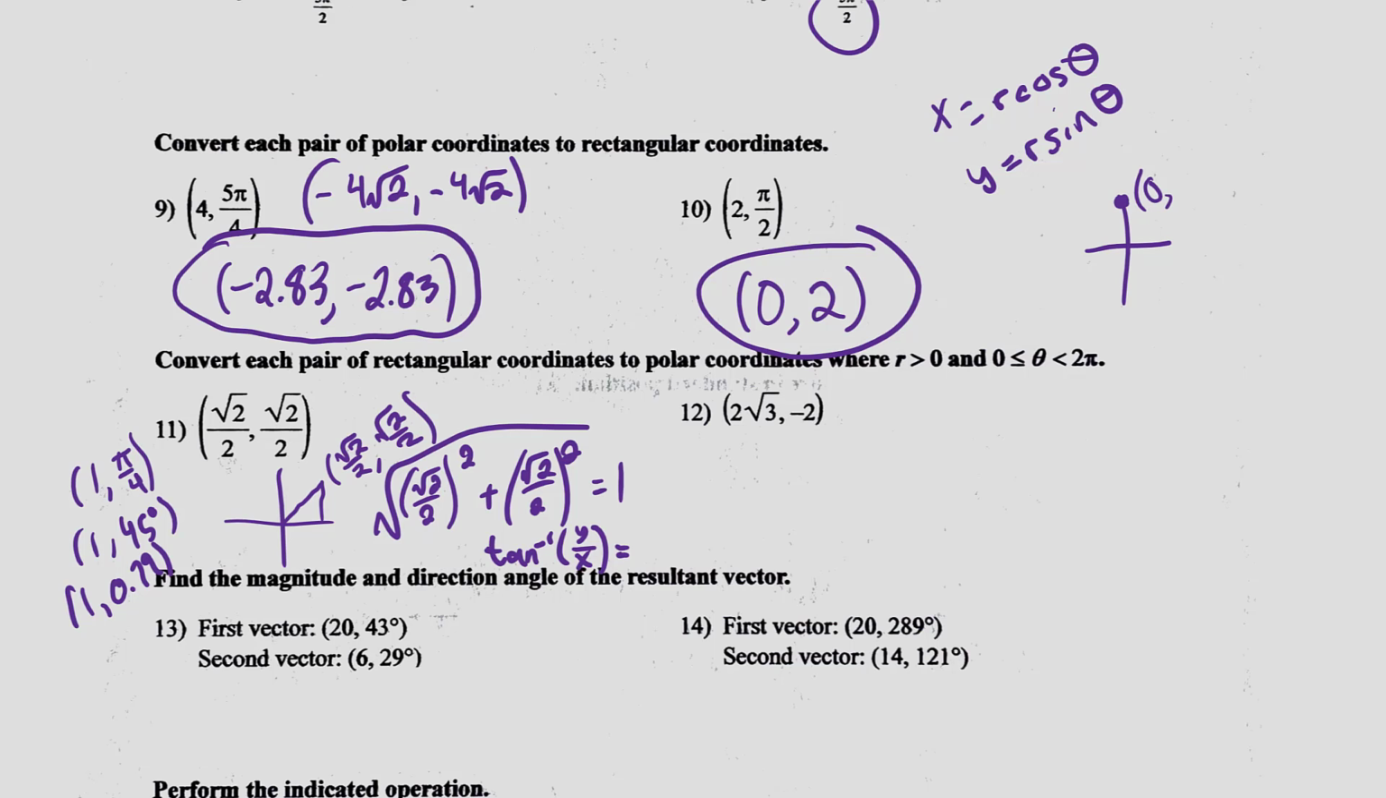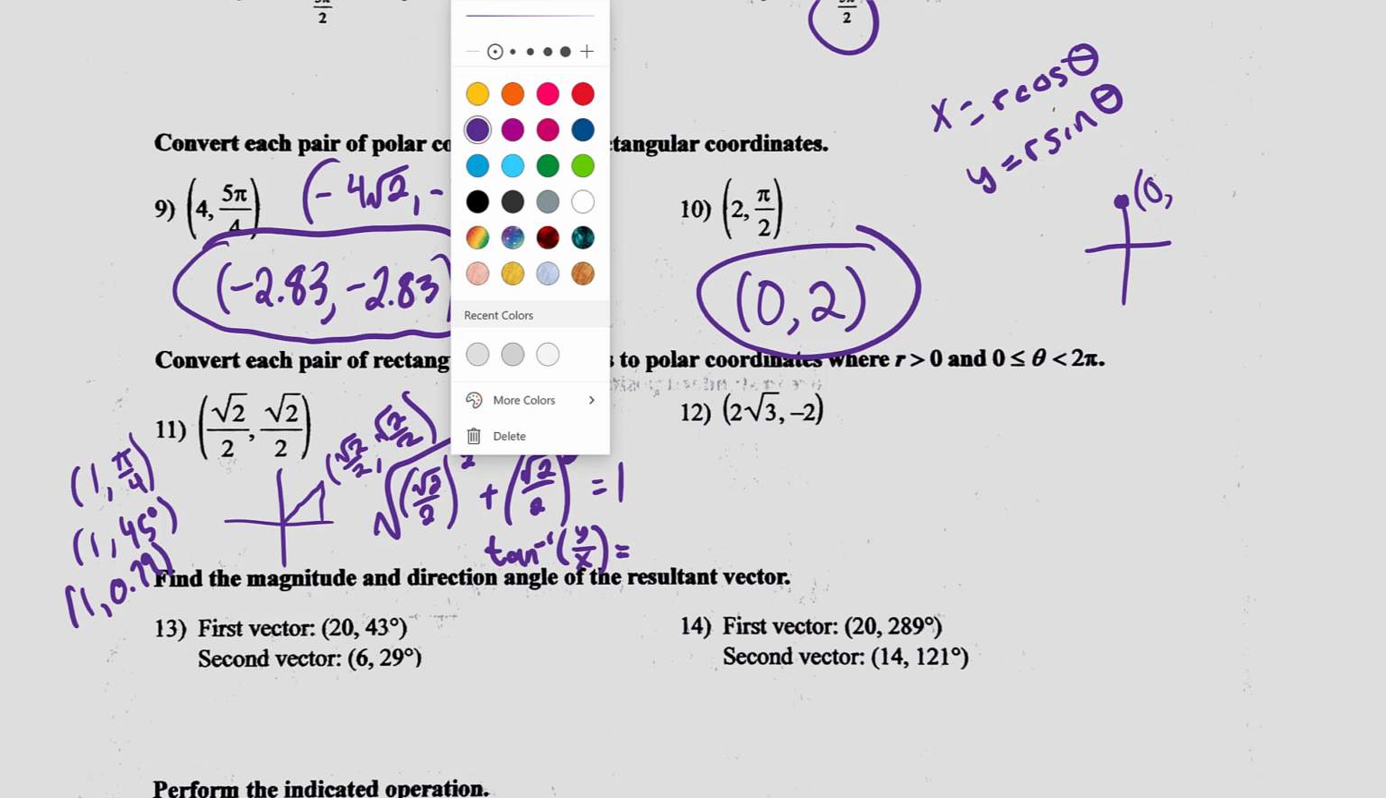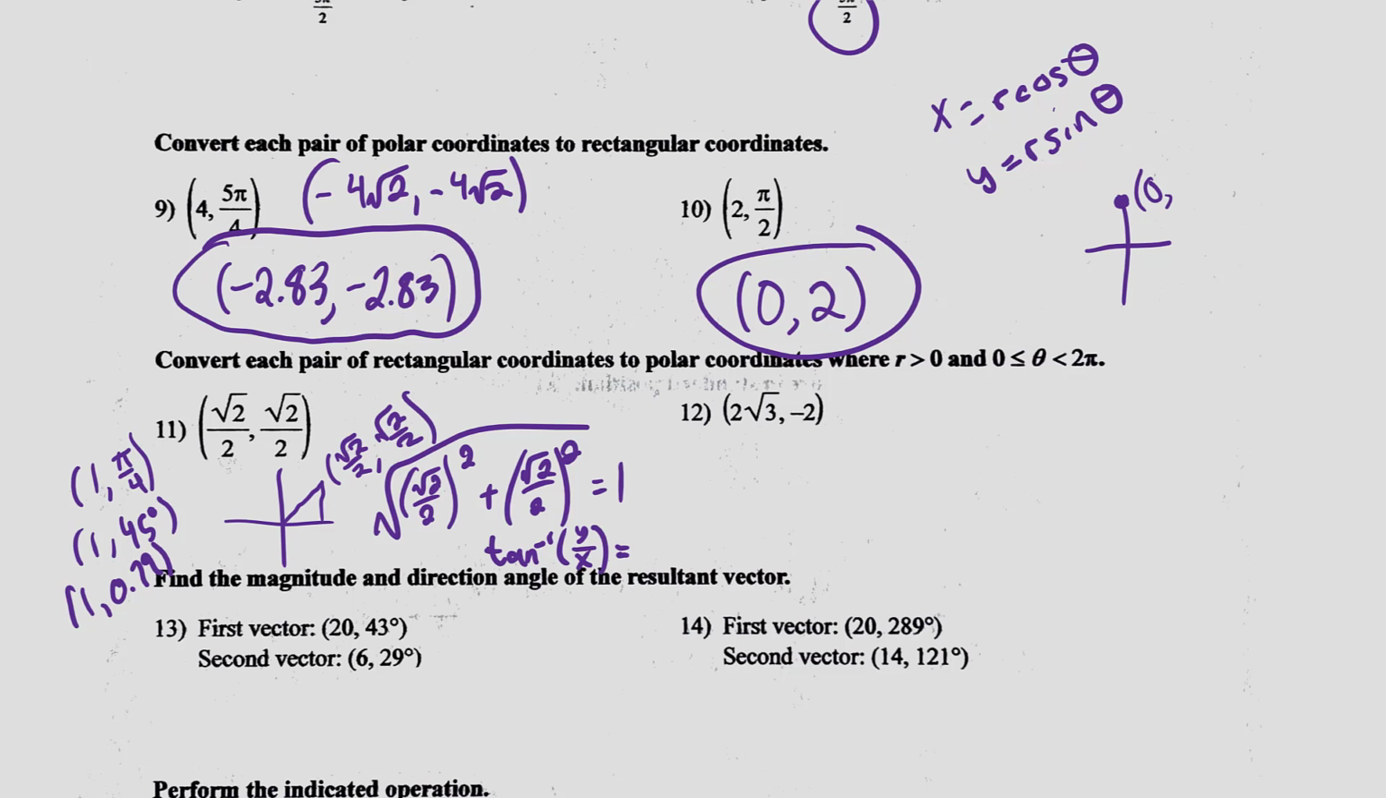I'm just realizing that 11, 12, 13, and 14 probably could have used a little more room, so whoopsie. So 12, I'm going to draw the picture mostly just so I know what quadrant this is going to be in. It's a positive 2 square root of 3 and a negative 2 for y, so that's going to be in this quadrant down here. And so if I do the Pythagorean theorem, I can find the radius that I need.